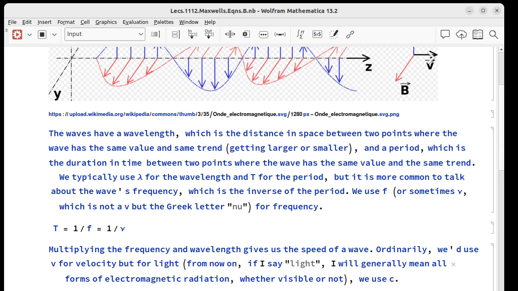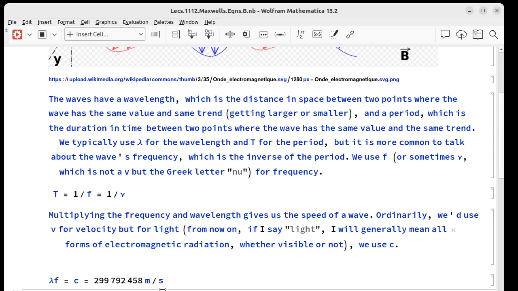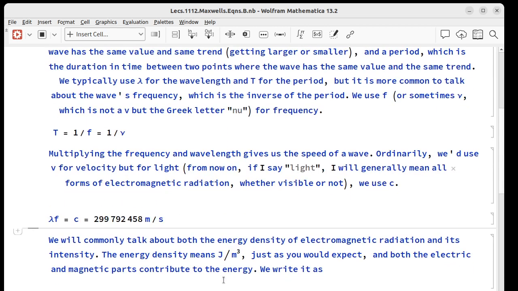We've seen this value before, the speed of light. This is for a vacuum: lambda times f equals c. So we know how fast it goes. We know the wavelength, we know the frequency. We can also look at the energy density. Is there a difference between a radio wave and a laser? And you could probably guess, yes, there is.